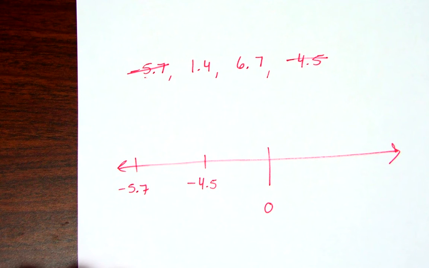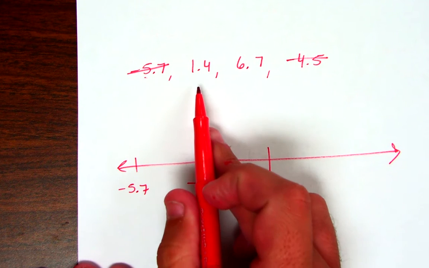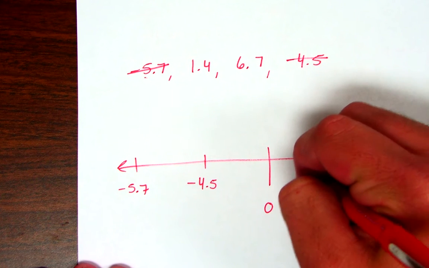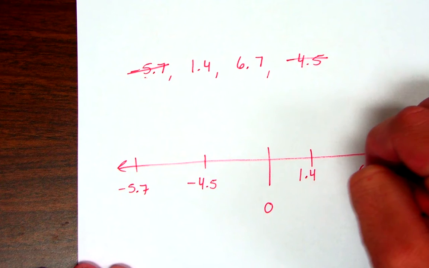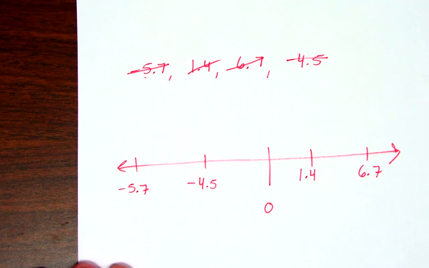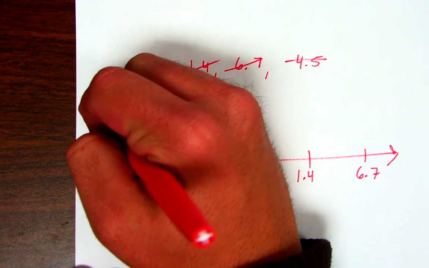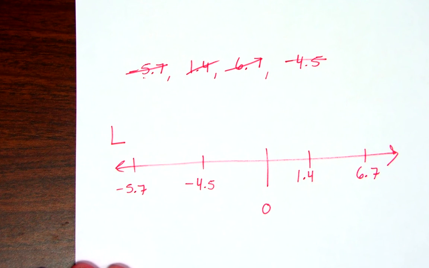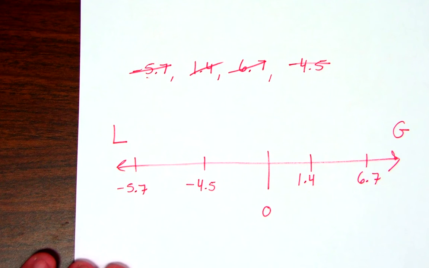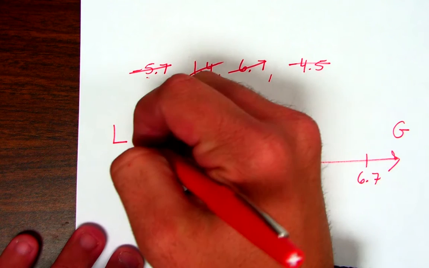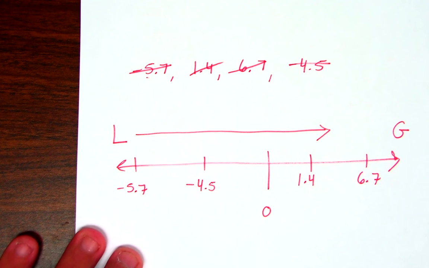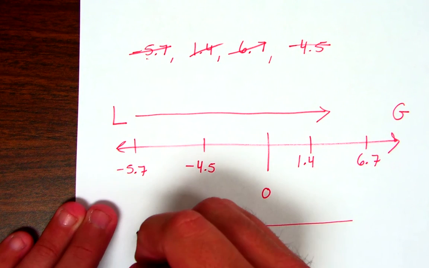Now look at your positive numbers. Which positive number is closest to 0? Good, it would be 1.4. And then 6.7. Now, here's a nice little trick I like teaching my kids. I like making an L for least and a G for greatest. Now, if it asked to put these numbers in order from least to greatest, you would go in that direction. If it asked to go from greatest to least, you would go in that direction.